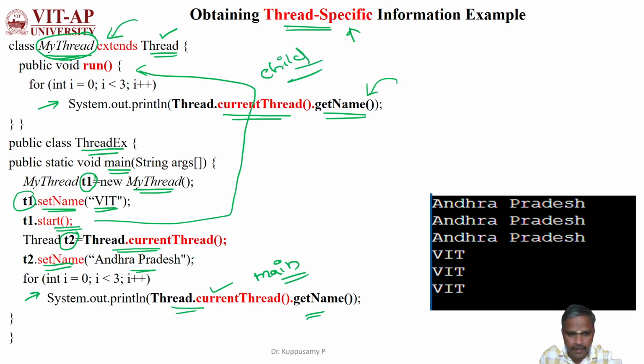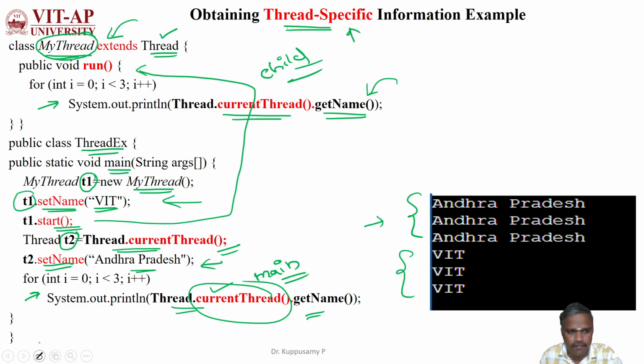Here you see the CPU is idle. So in that time, this thread is getting the CPU initially, that thread is here t2. Then t1 is getting the CPU after completion of t2. So it is just displaying this current thread name. The first one is Andhra Pradesh, and t1 is having the name as VIT.